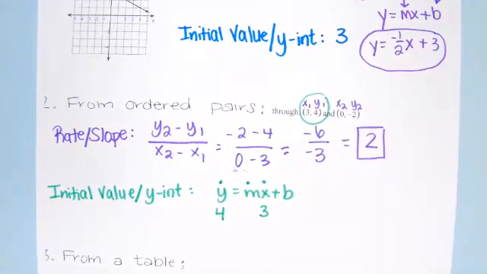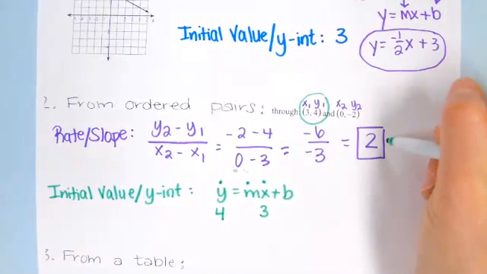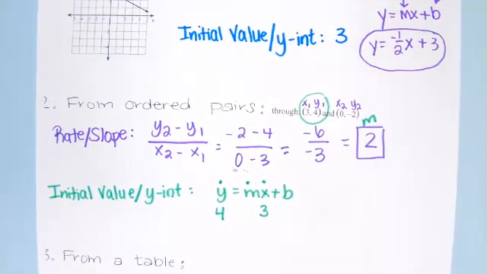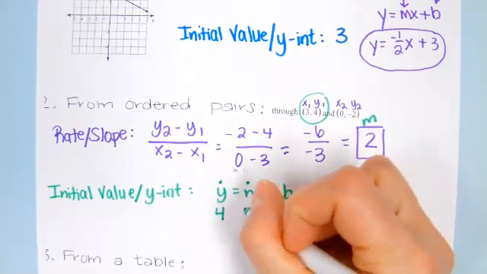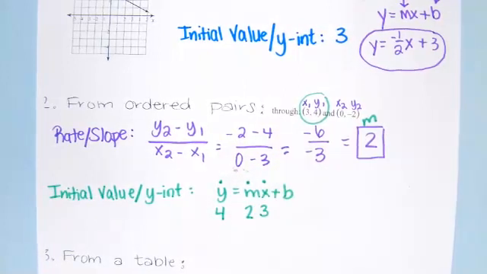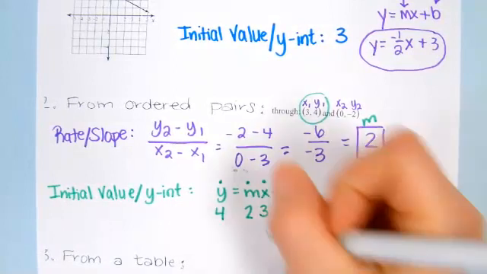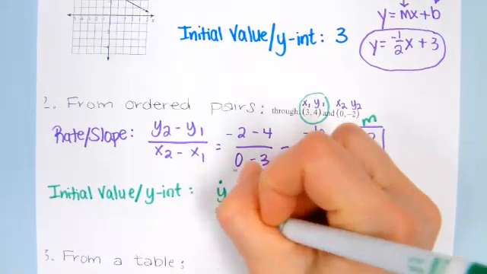Somebody's whispering it. The rate or the slope, yeah. So 2 right here, don't forget, that's really our m. So that's where we're going to put it here. Now, this doesn't make 23, does it? We put a multiply there, and we're going to multiply it.